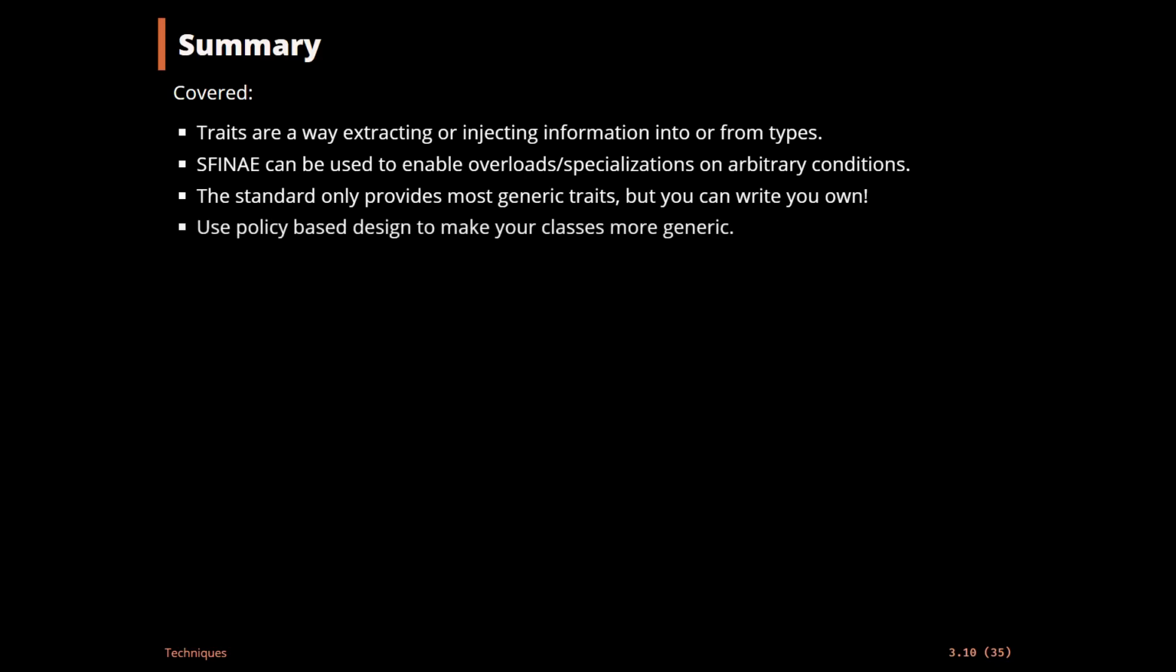Then use policy-based design to make your class more generic. This is what we skipped, simply for time reasons. And then you can write powerful utilities for working with types. That's what I tried to demonstrate on the last slide. And you'll see that this type list is actually part of the assignment, the exercise. It's provided. You don't have to write it yourself. It's there so you can use it as a utility.